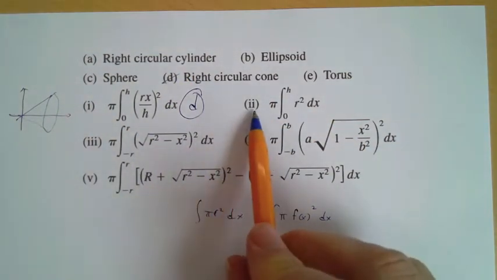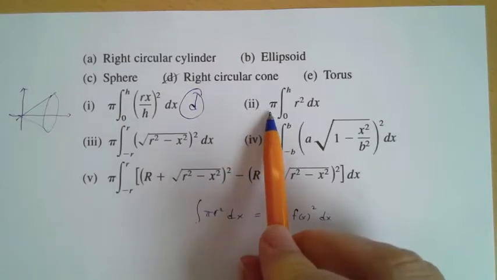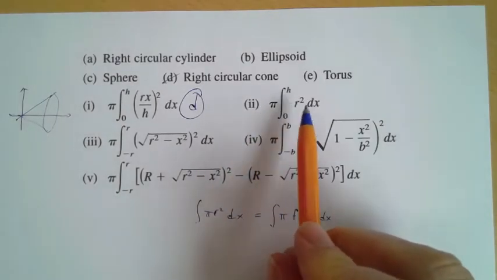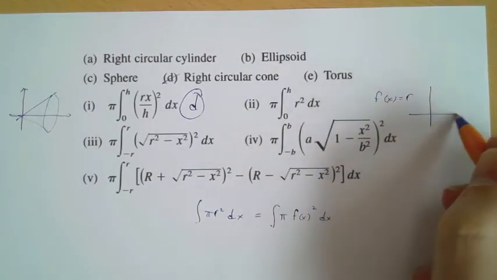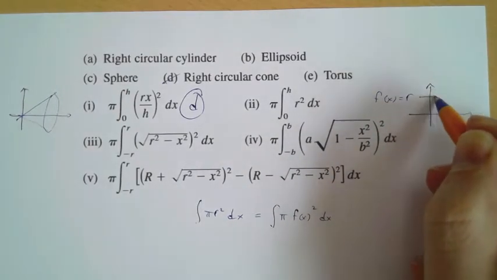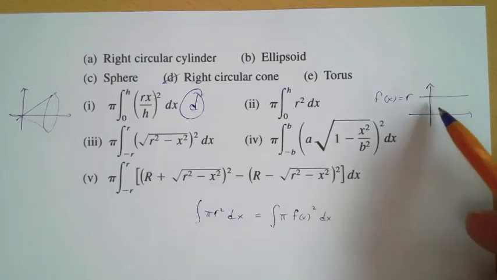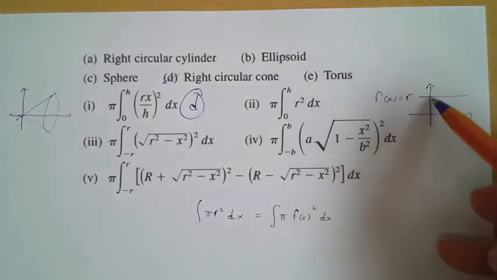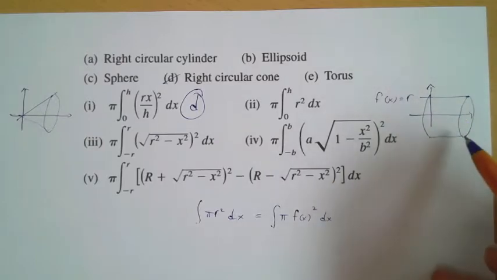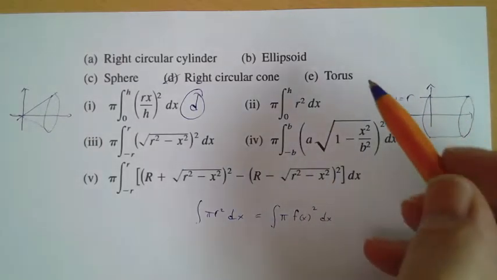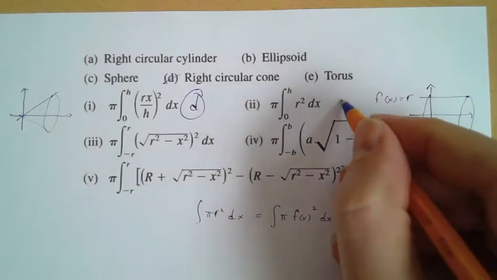What about 2 here? This time it's pi times f of x squared. F of x here is just r, so it's just a constant. The graph looks like this. What's going to happen when I rotate this around the x-axis? I'm going to get a cylinder. So the answer to 2 is right circular cylinder, A.